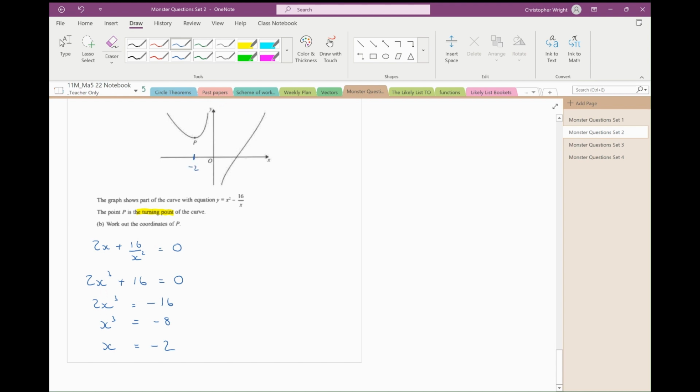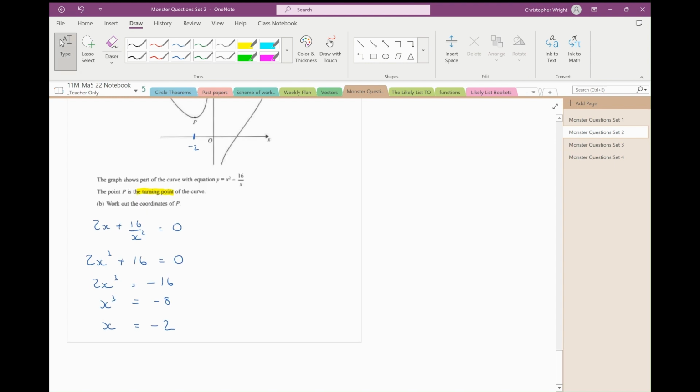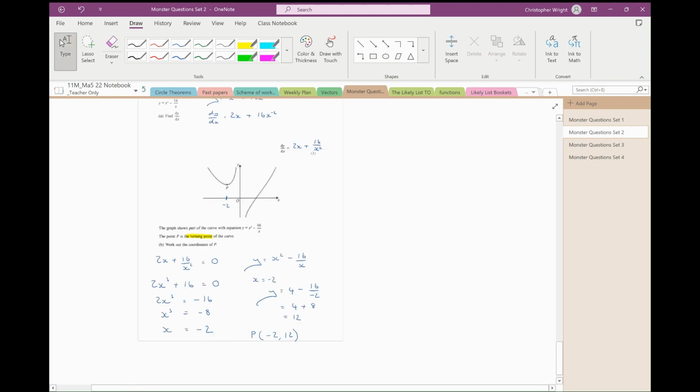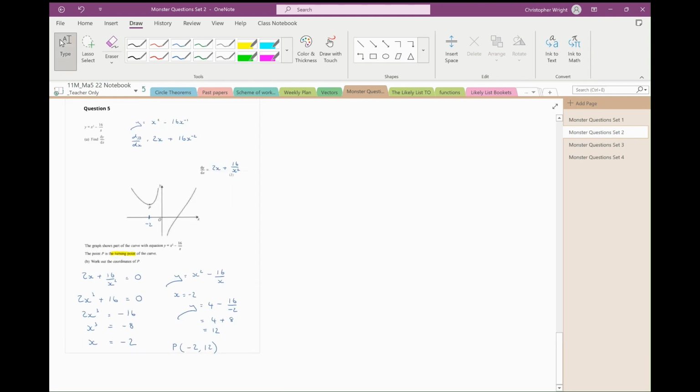So I need to work out the coordinates of P, so I'm also going to need to know the y coordinate, aren't I? So I know that the equation of the curve is this. And so if x is minus 2, then y will be minus 2 squared, which is 4, minus 16 over minus 2. 16 over minus 2 is minus 8. So I'm going to have 4 plus 8, which is 12. So the coordinates of my turning point P are minus 2, 12. Okay, that is question 5 done.